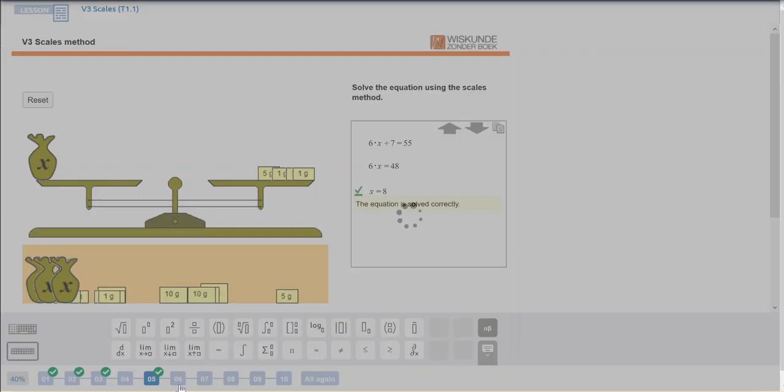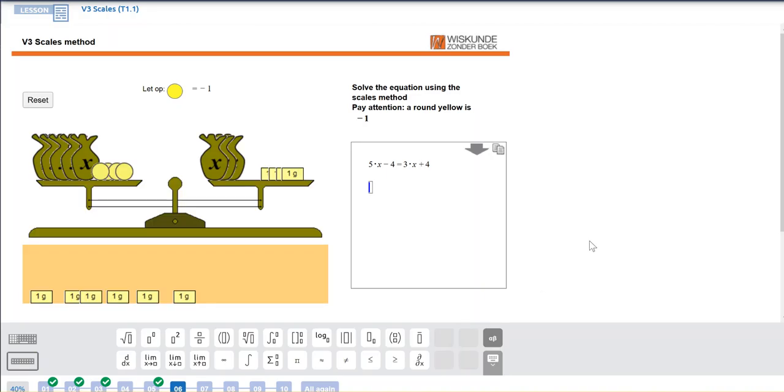Moving on to the next one. Here they represent negative numbers by the yellow circle. As you can see, the equation that we have to solve is 5 times x minus 4 is equal to 3 times x plus 4.